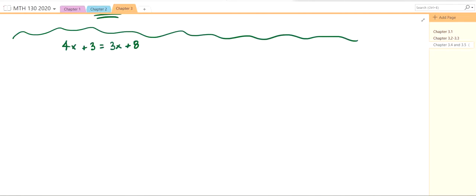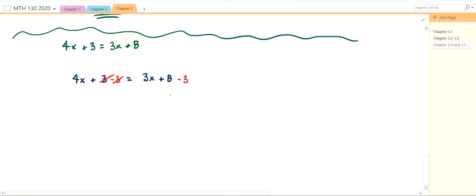Okay, let's try one more example. So, 4x plus 3 equals 3x plus 8. You rewrite it here, 4x plus 3 equals 3x plus 8. So I want to isolate x over here. So it's going to be a combination of subtraction. Maybe the first step is to subtract 3 here from both sides.